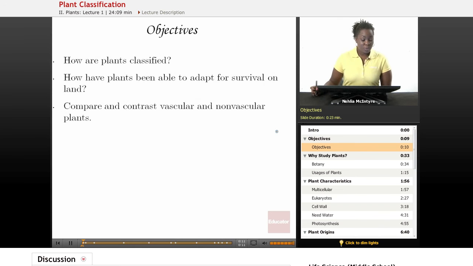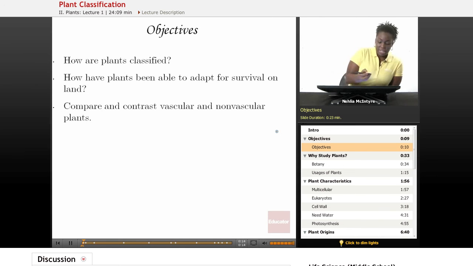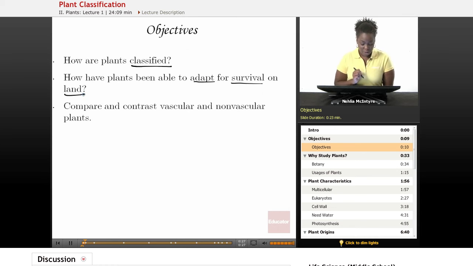The objectives for today's lesson will be: number one, how are plants classified? Number two, how have plants been able to adapt for survival on land? And number three, compare and contrast vascular and non-vascular plants.